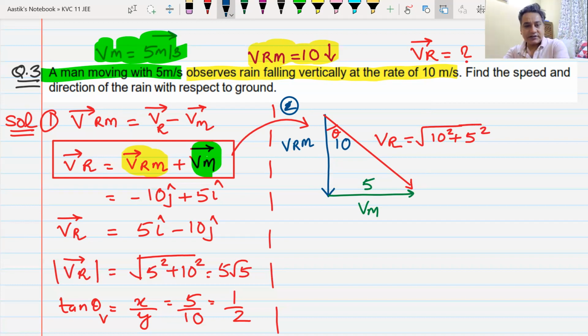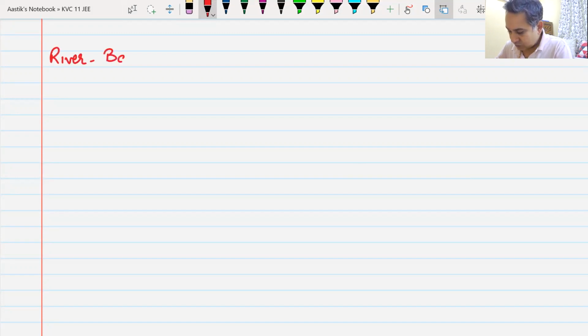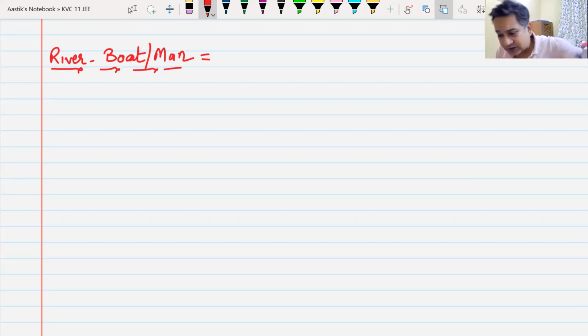And the next category of questions are the famous river boat or river man problem. So we'll move on to the river man or river boat problems. Everyone must have read about this relative motion of a river and a boat. So that is the next category of problems that we are going to deal with. River boat or river man problem. So there will be a river, there will be a man, and the man or the boat will try to do something.